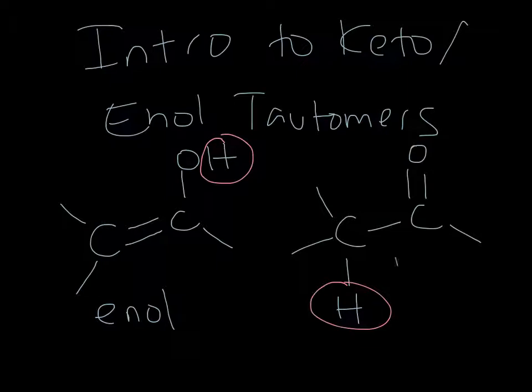This guy is called the keto form because it resembles a ketone. Could be an aldehyde as well. And these are in equilibrium with one another. Generally speaking, the equilibrium lies towards the keto and away from the enol. So in most cases, the keto is the more stable tautomer. And that's because the carbon-oxygen double bond is stronger, and so it favors thermodynamically that tautomer.